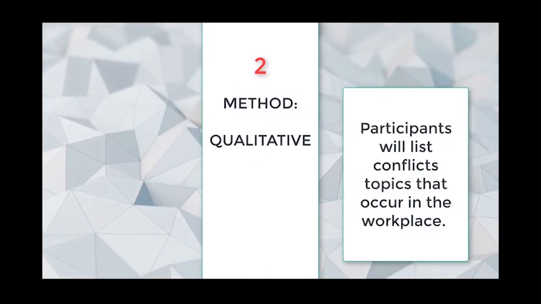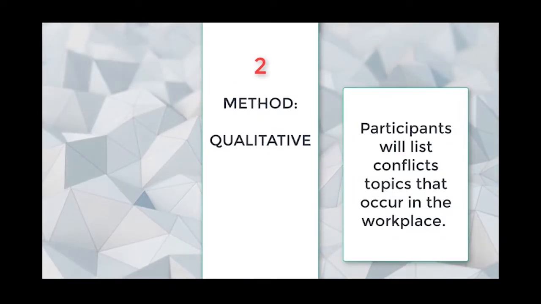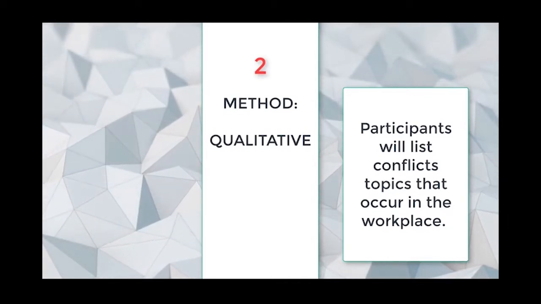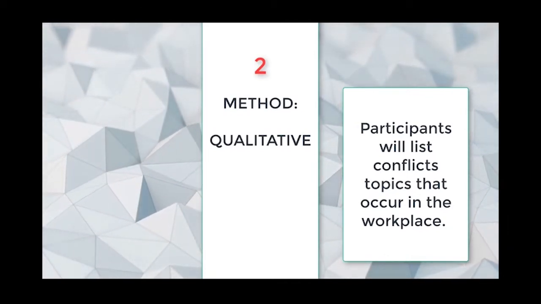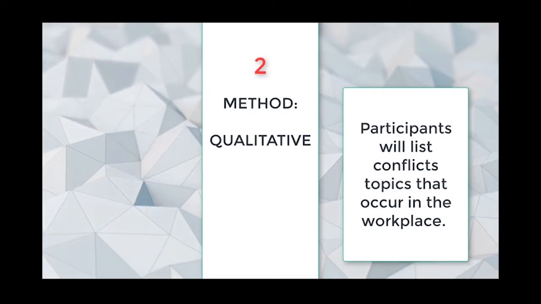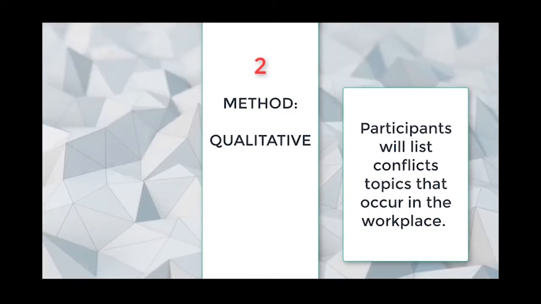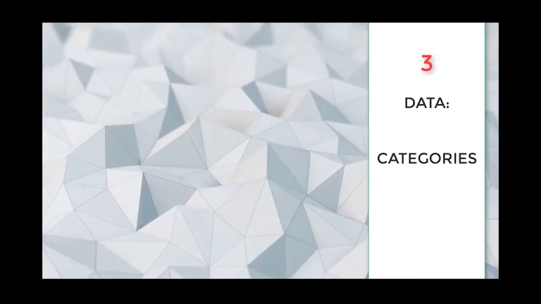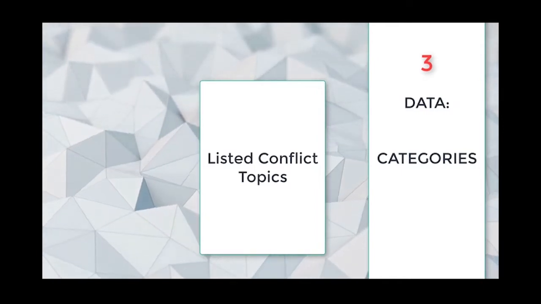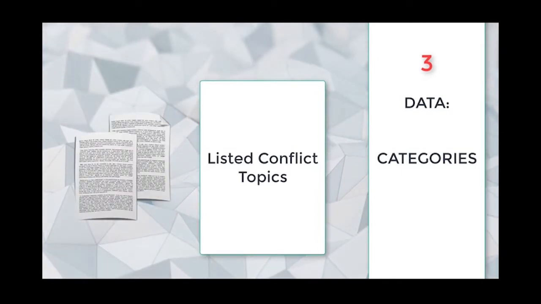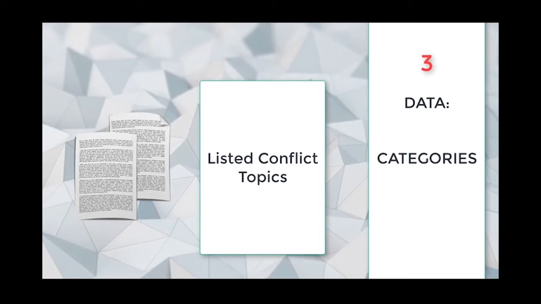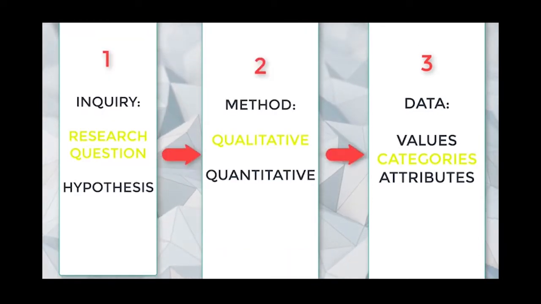If you elect to use qualitative data collection method, then you'll have data that is comprised of words, such as named conflict topics. This is suitable given the research question that you started with. Finally, this qualitative method would result in named categories of conflict. Overall, you can see how a researcher's decisions shape the outcome of the data.